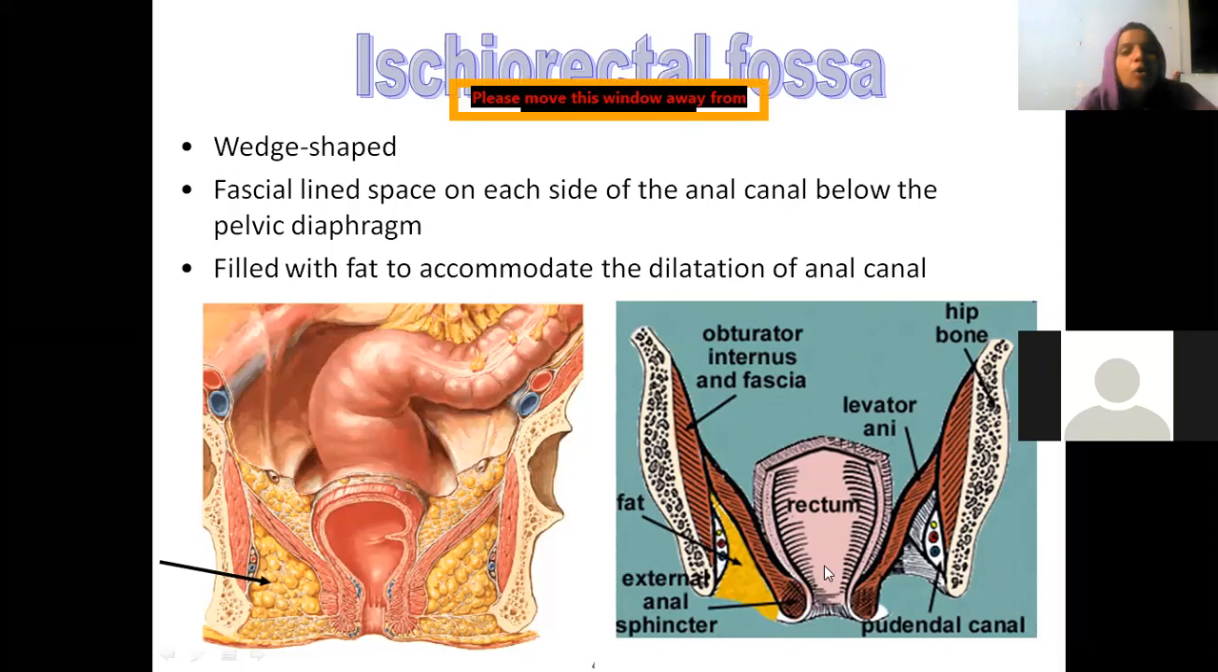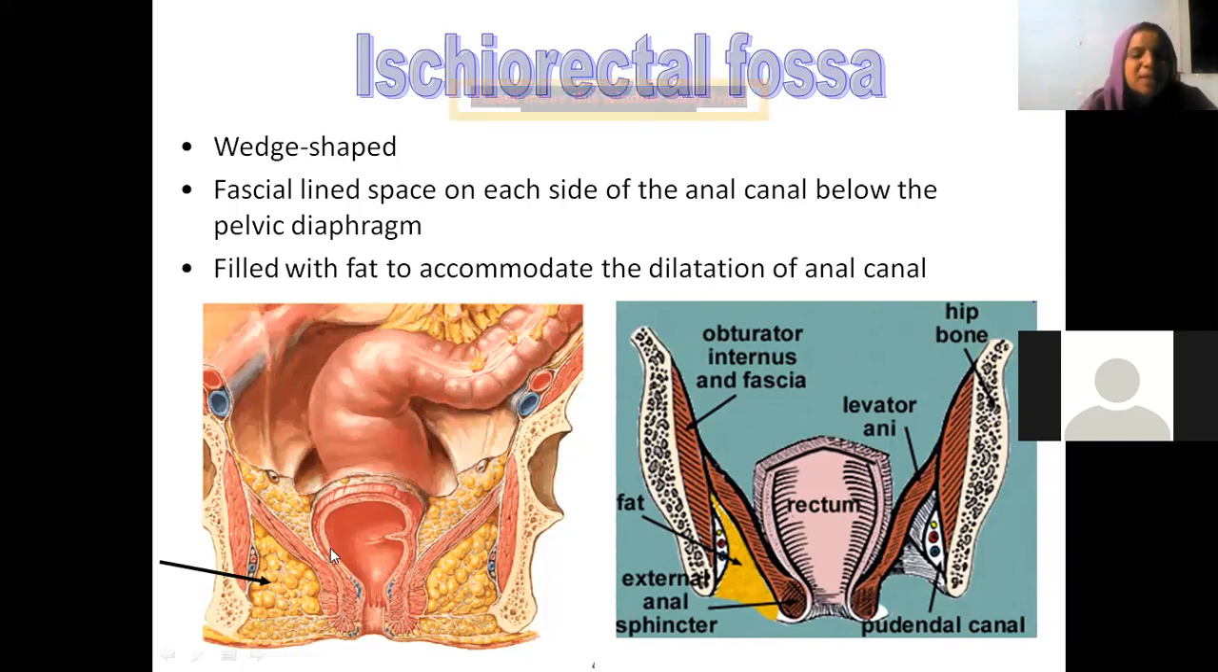So below the pelvic diaphragm, see here, a fascia-lined space on each side of the anal canal, below the pelvic diaphragm, whatever fat filled area is there, that is nothing but ischiorectal fossa. Now, what is the purpose of this?